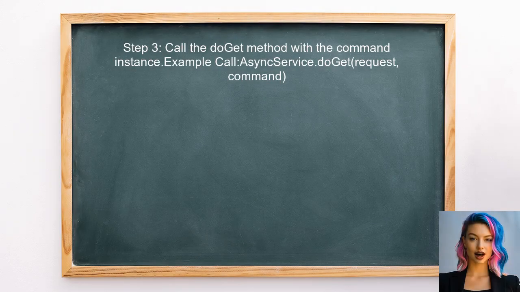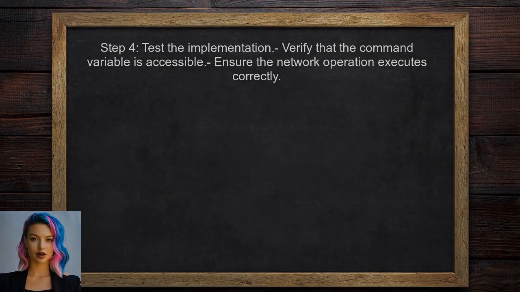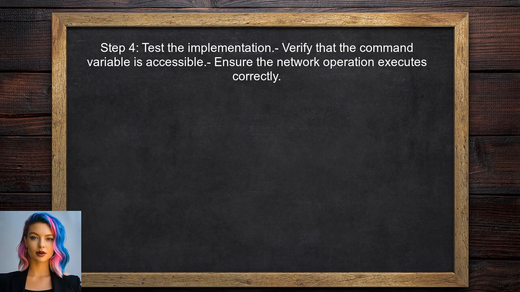Now, the user needs to ensure that when they call the doGet method, they provide the command instance. This means updating the call site to include the command. Finally, the user should test the implementation to ensure that the command variable is now accessible and that the network operation executes as expected.